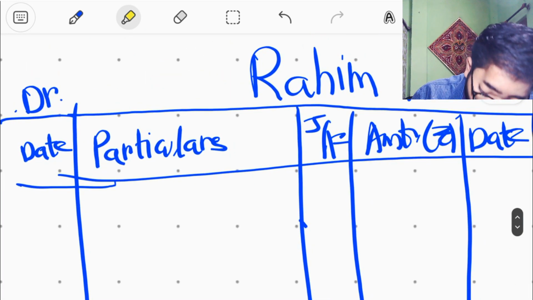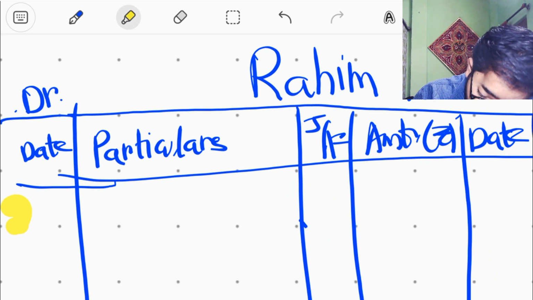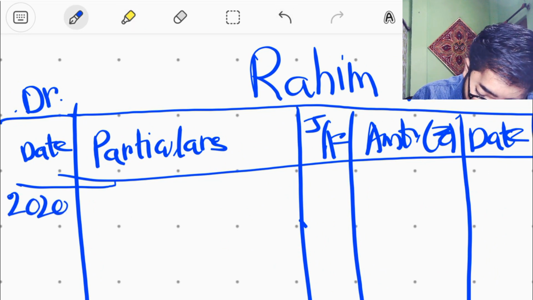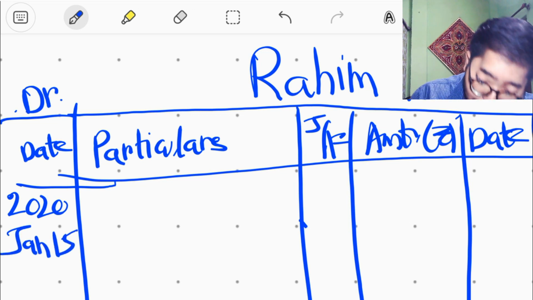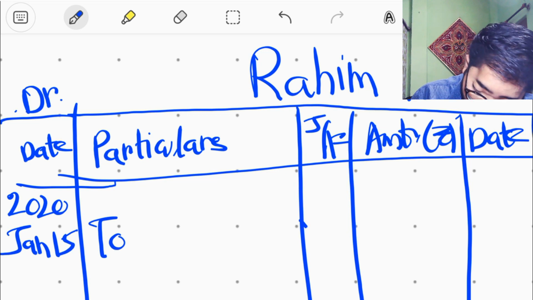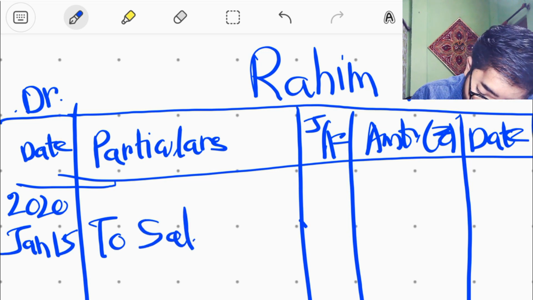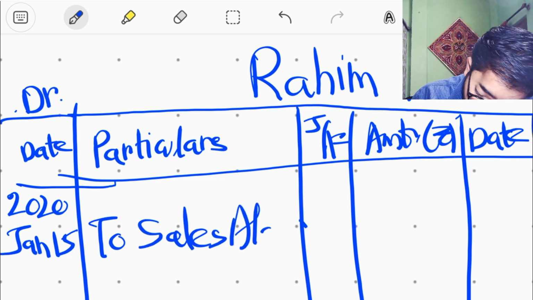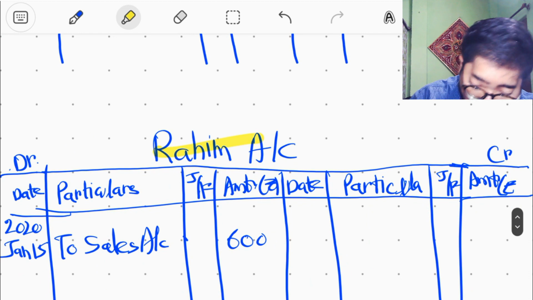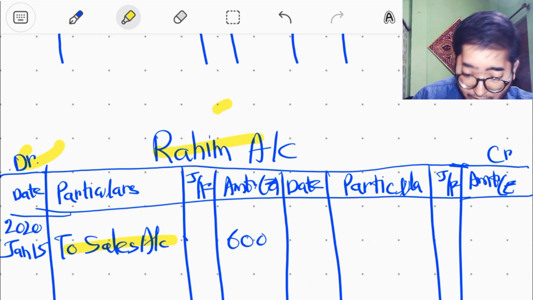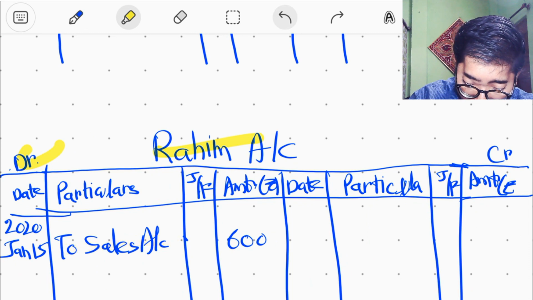That is why on the date of transaction, I think it was January 15th. If I'm wrong, please correct me. To sales account 600, Rahim account debit. What was the journal entry? Rahim account debit to sales account. So our entry is duly made.